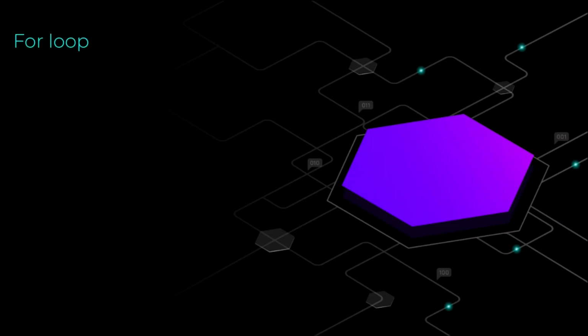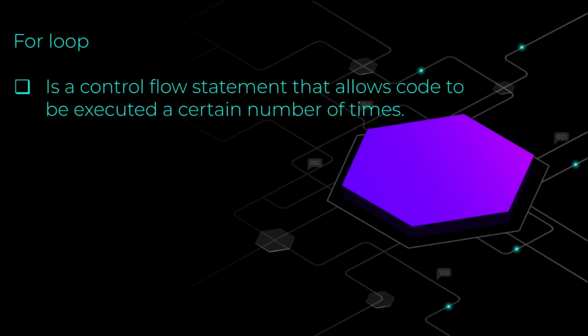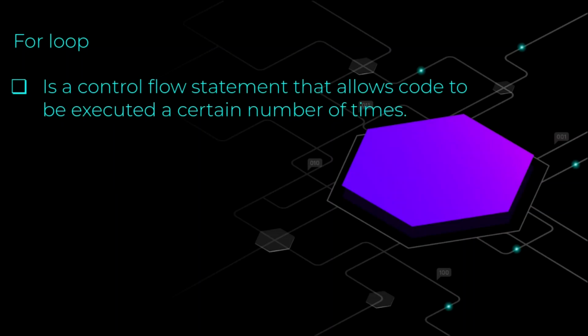Cool. So it all comes down to the first question. Whenever we're discussing a for loop, we have to first understand what a for loop is, right? A for loop is a control flow statement that allows code to be executed a certain number of times.